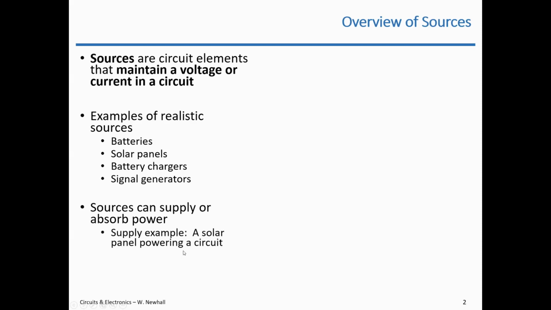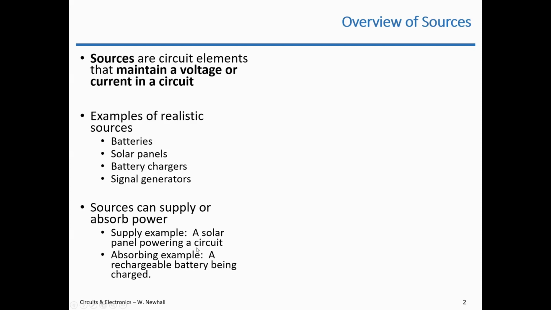A supply example is a solar panel. A solar panel connected to a circuit, powering that circuit, is an example of a source supplying power, and a rechargeable battery is an absorbing example, okay?